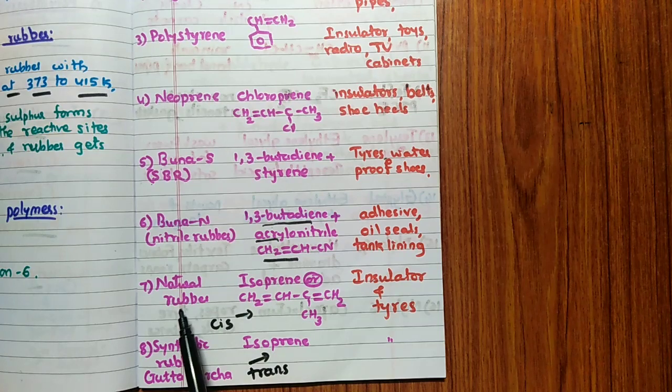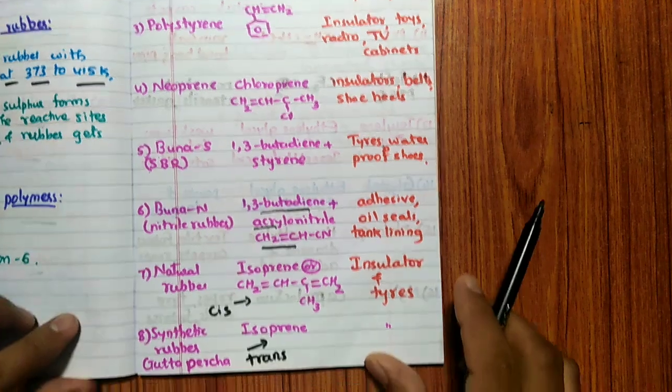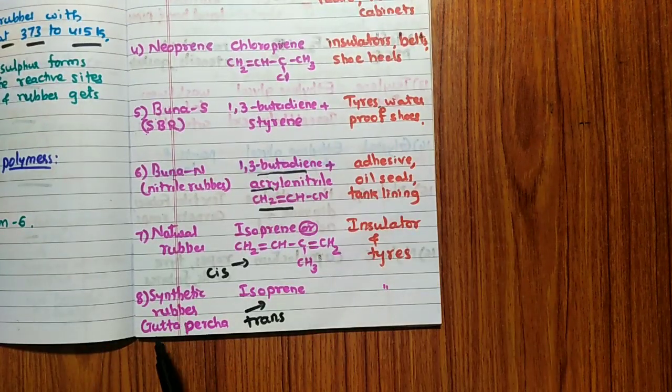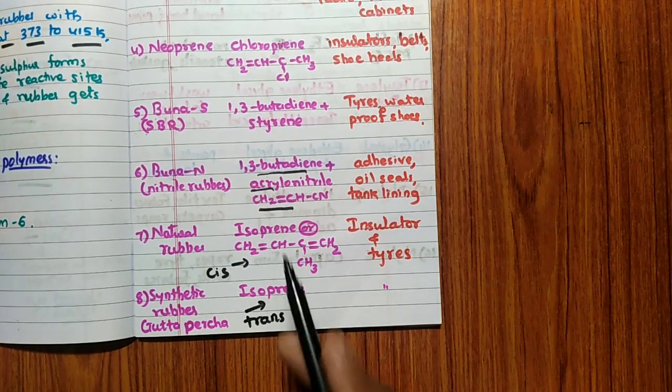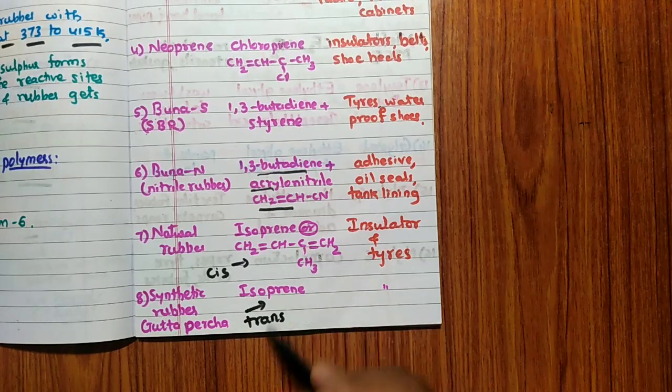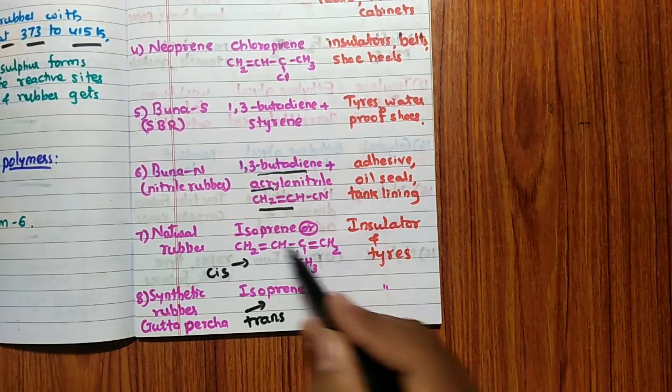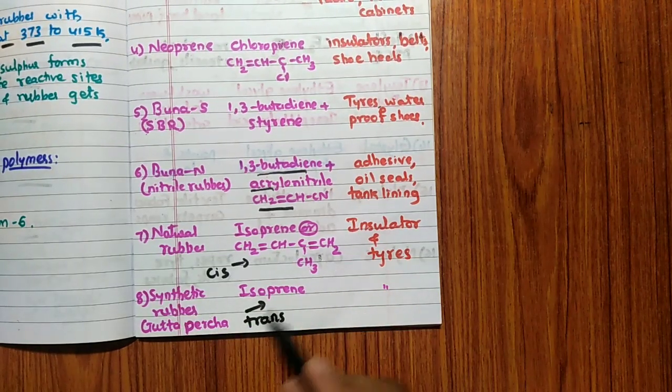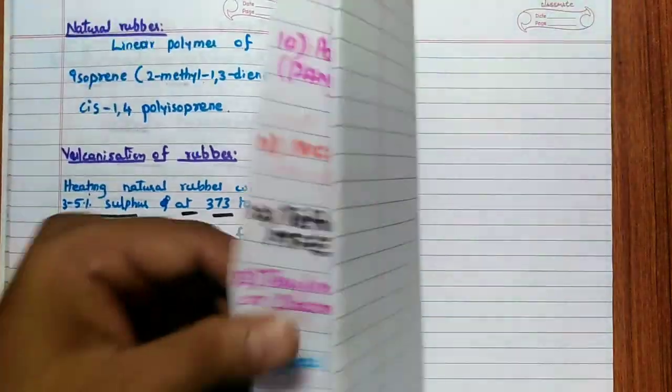Natural rubber: isoprene, cis unit, insulator and automobile tires. Synthetic rubber is another one. Gutta percha is also isoprene, but the trans form. The difference is this is the cis form and this is the trans form. Remember this difference, very important. Cis form of isoprene is natural rubber. Trans form of isoprene forms synthetic rubber. Uses remain the same, insulator and tires, etc.